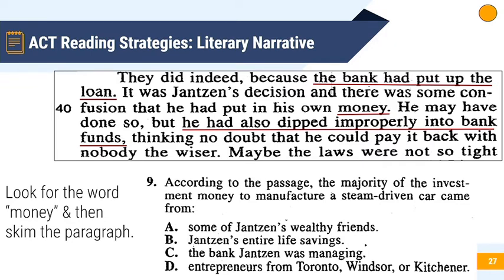Well, if you start to scan, you see that very first sentence, line 38, the bank put up the loan. Bank is money, loan is money, and then it actually says money. As we keep reading, it said he also dipped improperly into bank funds. The only choice that gives us that is C. It came from the bank.